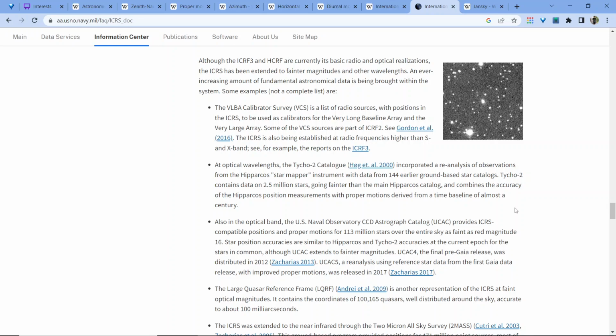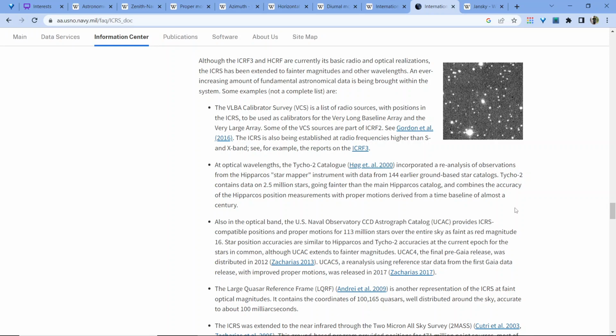Also in the optical band, the U.S. Naval Observatory CCD Astrograph Catalog, UCAC, provides ICRS-compatible positions and proper motions for 113 million stars over the entire sky as faint as red magnitude 16. Star position accuracies are similar to Hipparcos and Tycho-2 accuracies at the current epoch for the stars in common, although UCAC extends to fainter magnitudes.